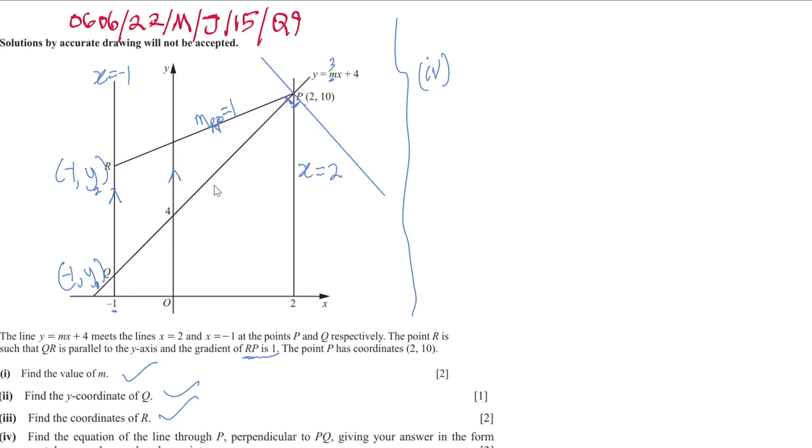Now, what is the gradient of the line PQ? Gradient of PQ is right here in the equation of the line PQ, y equals mx plus 4. We had a value of m as 3. Gradient of PQ is 3. So it tells us that the gradient of this line that passes through P, maybe let me name it PT, gradient of PT is going to be minus 1 divided by gradient of PQ.